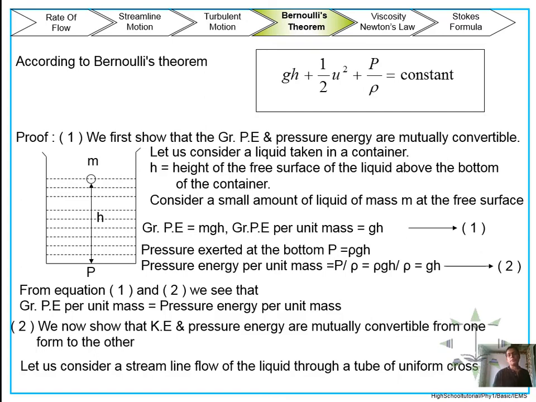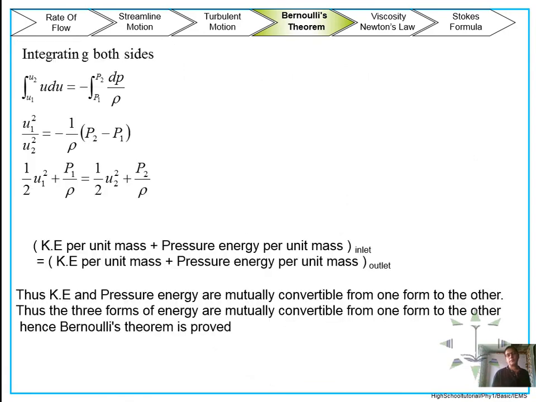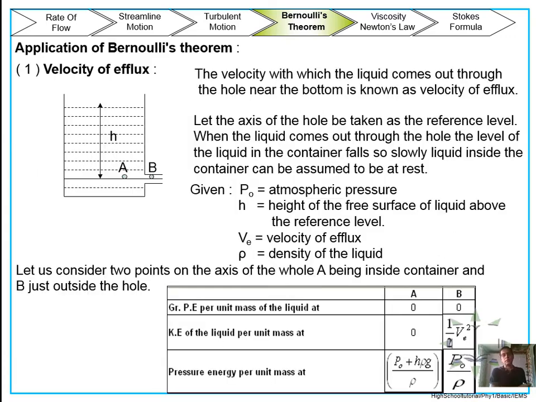So these are the examples of Bernoulli's theorem we have seen. If we blow air, it will come closer. So velocity of efflux, this is how we calculate at what velocity it will come out. Later on, when we do the joint entrance examination questions, numerical solving or objective type solving, many questions are asked from this particular topic, application of Bernoulli's theorem. So we will go into the depth of this topic there.